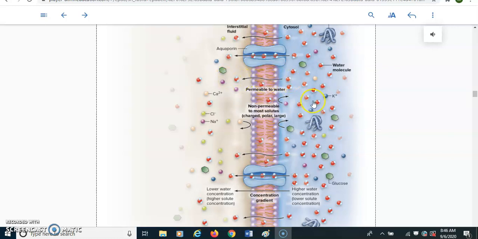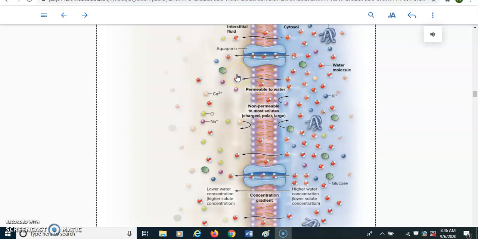So water can move across there anytime it wants to. We use the term permeable when we're talking about the plasma membrane. So we say the plasma membrane is permeable to water because water can move freely across it. It doesn't need any help to do it, and it can do it anytime it wants.